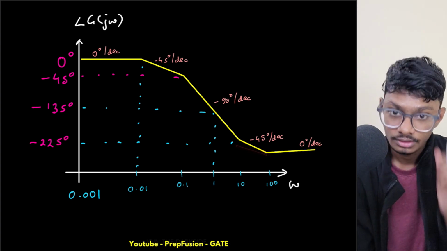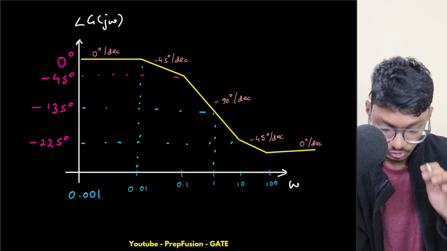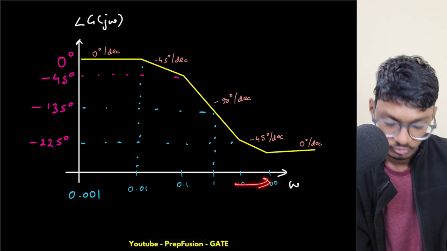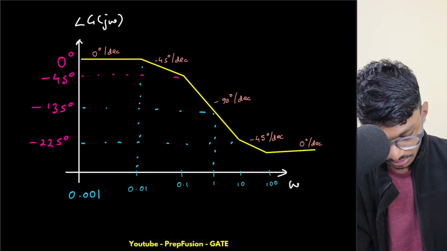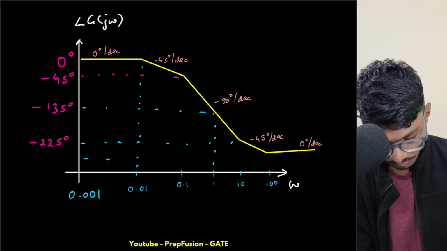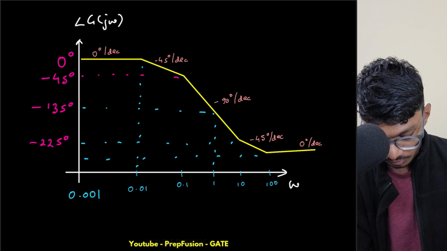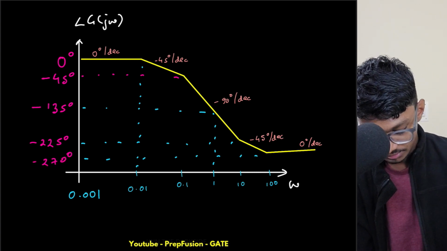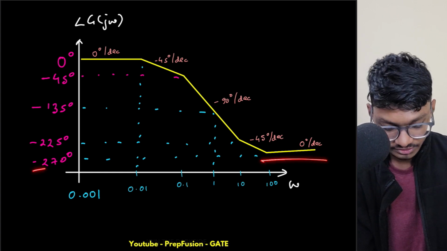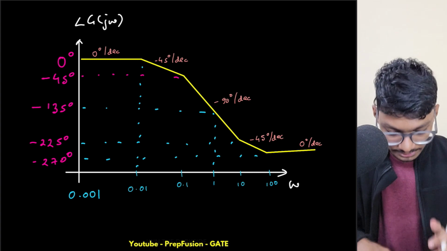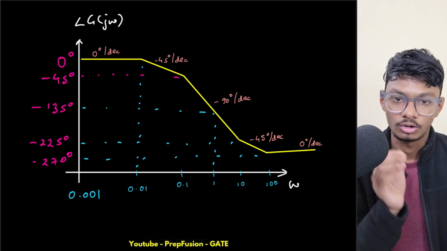Again, what is this telling? My slope is minus 45 degree per decade and I am moving 1 decade, so you move down by 45 degrees. Let me finish, I will explain why I am continuing. This becomes minus 270, and we stop there. Like this, you can cross verify whether your phase plot was correct or not.